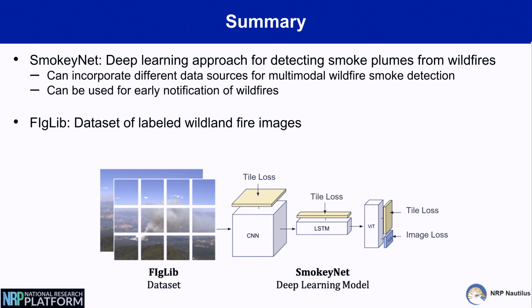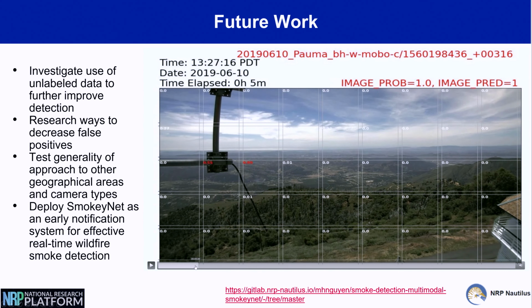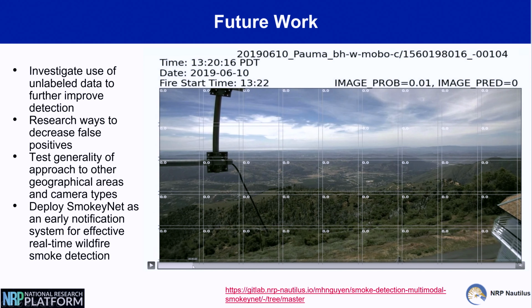I'm going to pause it if I can. Okay, I think it just restarted. Okay, let's see if I can do this. Okay, so up here this is the sequence name, the FigLib sequence name. This is the time of the image. This is the date of the image. And then we also indicate here when the fire started, right? The fire start time. And then once it hits this time, that will change it to elapsed time. So the number of minutes that have elapsed since the fire started.